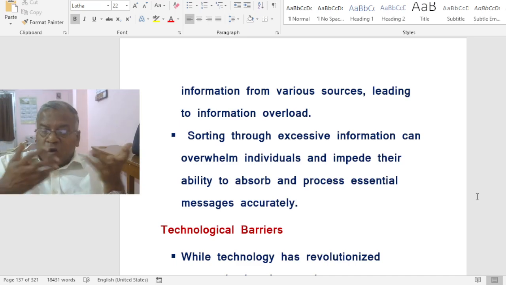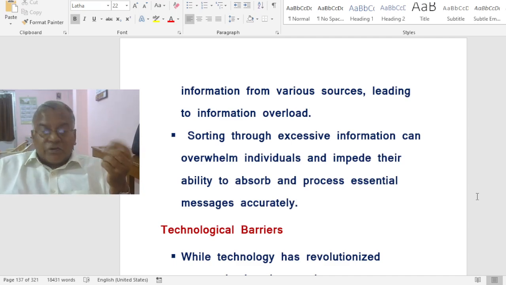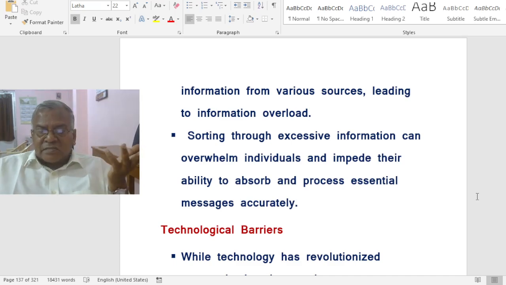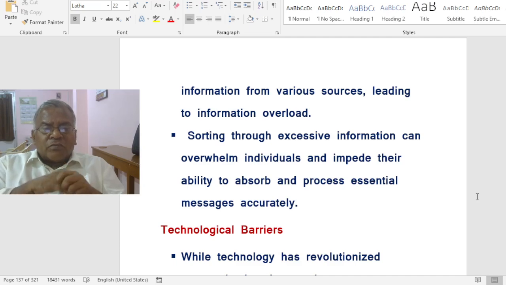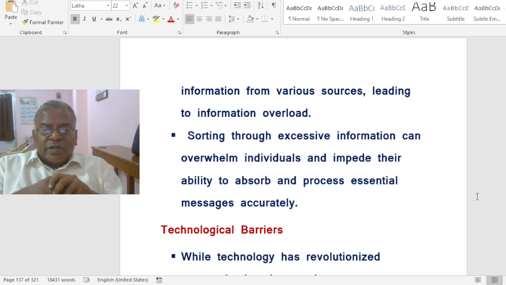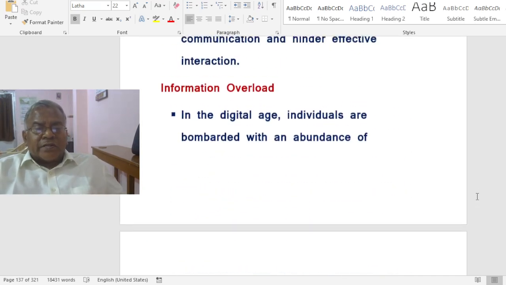See, today we are simply haunted by so much information, entertainment, big facts, personalities, politics. You don't have time to watch everything. That is the type of information overload. It really overwhelms individuals. You need more than 24 hours. If you want to go through these messages adequately, on the internet or WhatsApp or anything, you may need 36 hours or 48 hours, not 24 hours. That's the situation now. So sorting through excessive information can overwhelm individuals and impede their ability to absorb and process essential messages accurately. That is information overload.